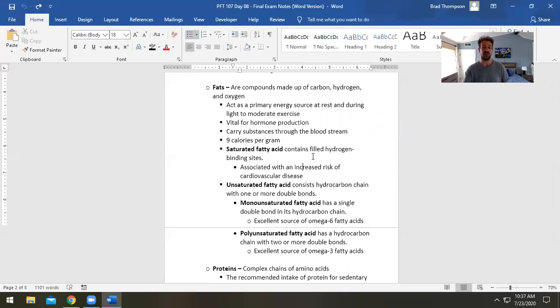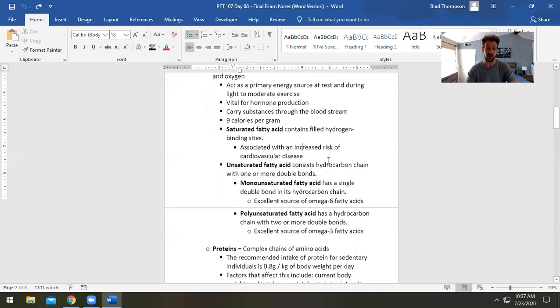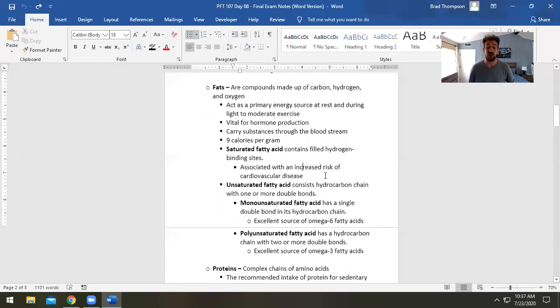Saturated fatty acids are the ones that actually have filled hydrogen binding sites. And so that allows them to stack really efficiently because they're already in these nice straight stacked lines. So that's actually what allows them to be solid at room temperature. But the problem with that is that they are also highly associated with an increase in cholesterol and other materials that actually start to clog our cardiovascular system. So when you're consuming fat, you only want about 10% of your calories to be coming from saturated fatty sources.